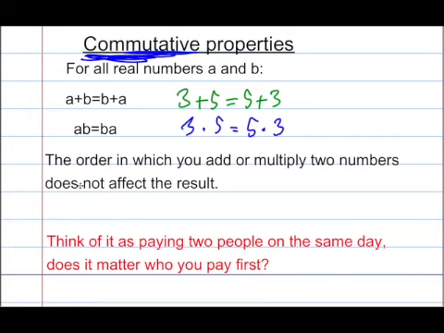If you're still having a hard time understanding this, think of it this way. Think of it as paying 2 people on the same day. Doesn't matter who you pay first. So if I owed 2 people money and I say I'm going to give this guy $5 first and then give the other guy $5 because that way I'll save money, no, it doesn't work that way. So commutative property is talking about this exact thing.